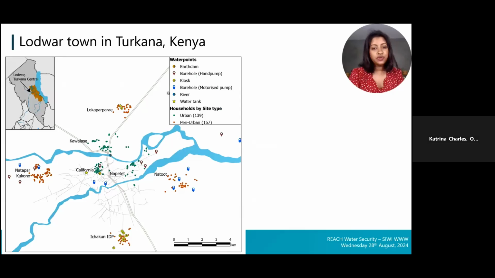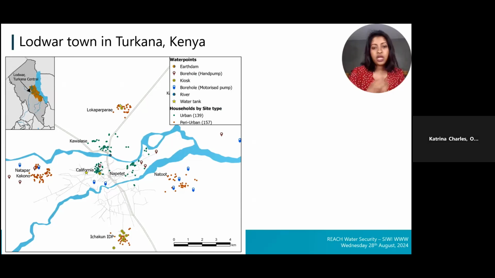Now let's move on to Kenya. Here, households in Lodwar town have piped water connections, but the supply is highly unreliable, and many have to supplement with water purchased from public kiosks or hand pumps. As we move further north, outside the utility service area, households either have to use vended water fetched from the utility's boreholes or from the Kawalase River.